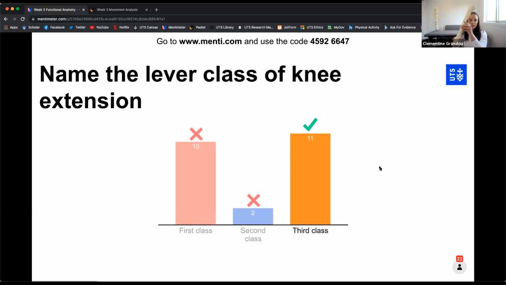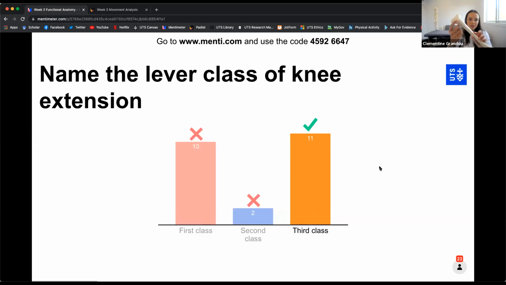So the load is going to be at the distal end of the limb. The fulcrum is going to be at the knee joint here, where the femur meets with this bone. And then the effort is going to be right at this point right here, which is where the quadriceps inserts. This being the middle, so the effort is in the middle, making it a third class lever.